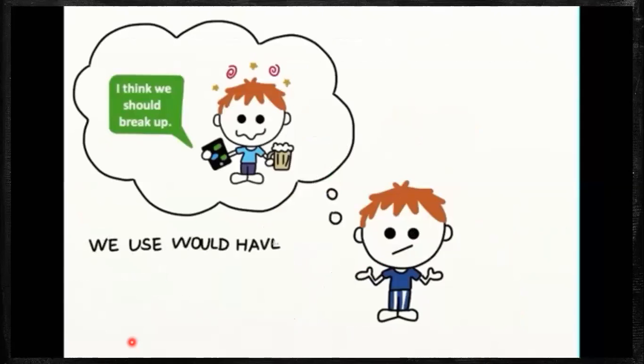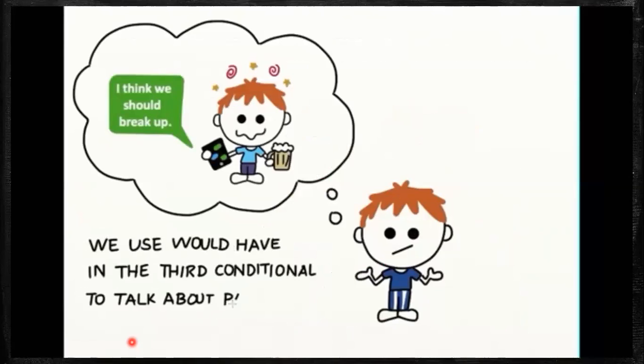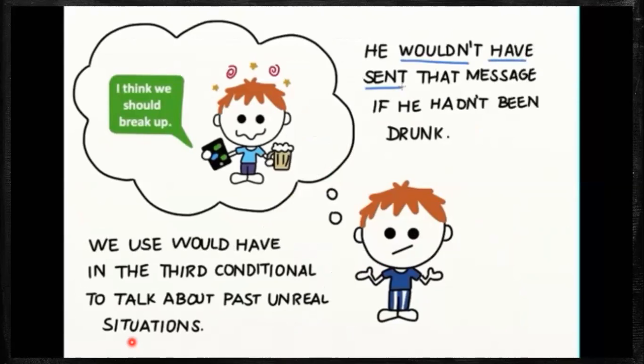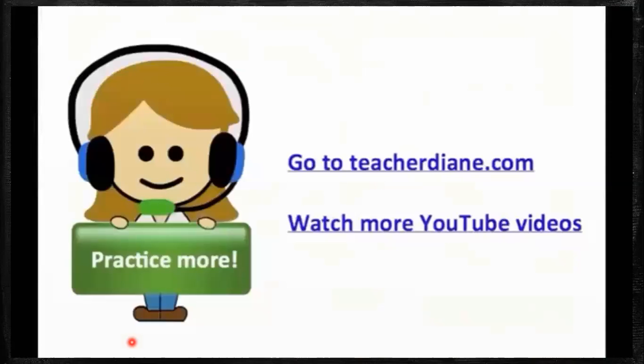We use would have in the third conditional to talk about past, unreal situations. For example, he wouldn't have sent that message if he hadn't been drunk. Notice we use would plus have plus past participle. Unfortunately, he was drunk and he sent the message.